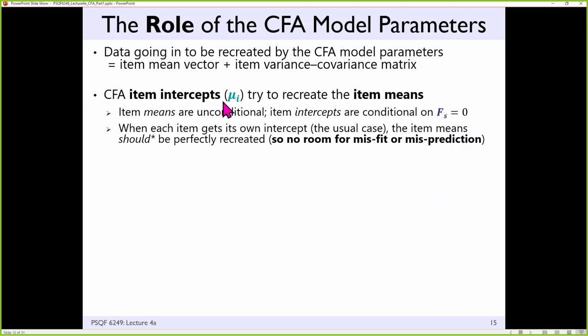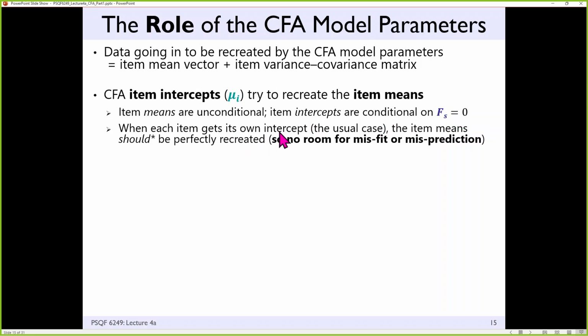So the purpose of the item intercepts is to recreate the item means. The item means are unconditional. The intercepts are conditional on a factor score of 0 specifically. So that breaks the tie between items and people. The item mean is sample specific. The item intercept is not. This is specifically for an F score of 0, no matter where you are, who you are.